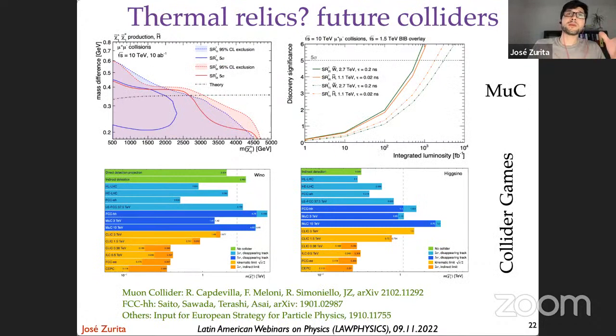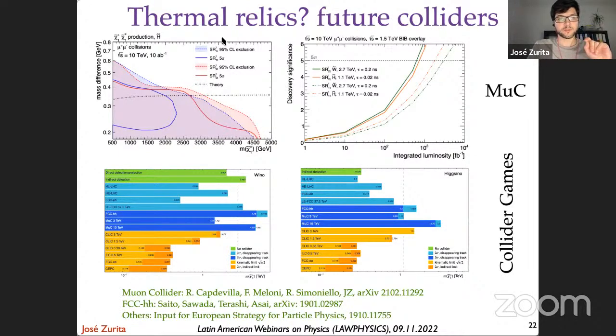But then you can tell me, well, these minimal models matter, I really care if I hit the thermal relic, like 1.1 TeV for Higgsino. Can you do it? The LHC cannot do it. But this can be done, for instance, at future colliders, both for Higgsino and Wino.